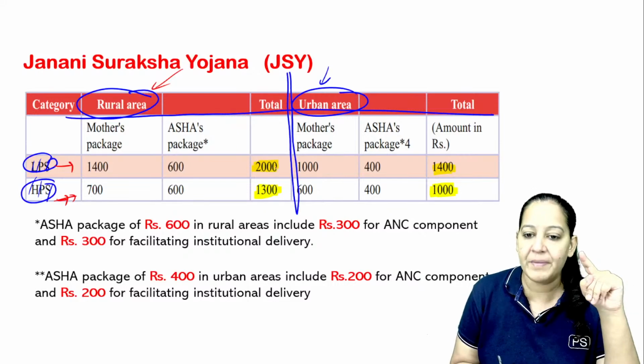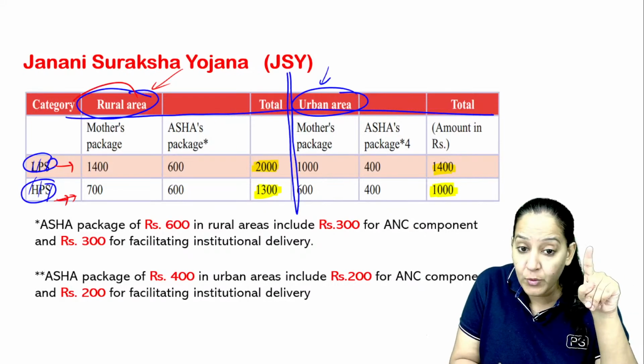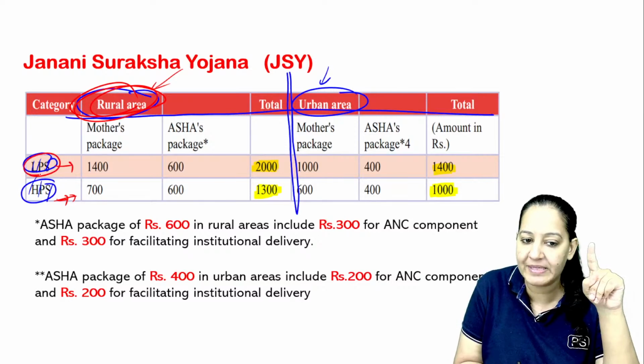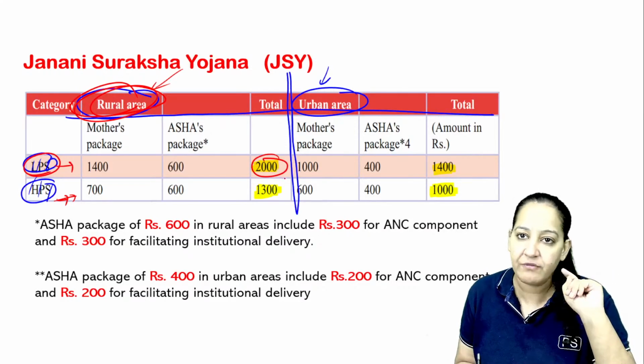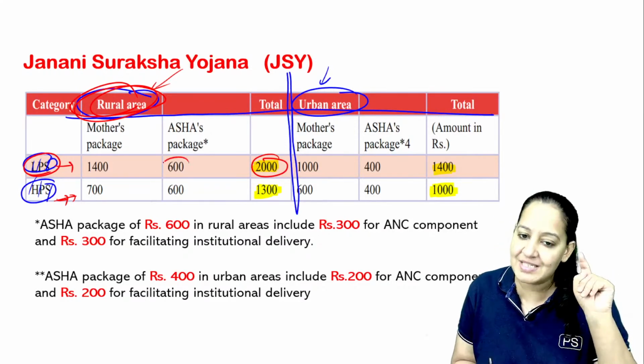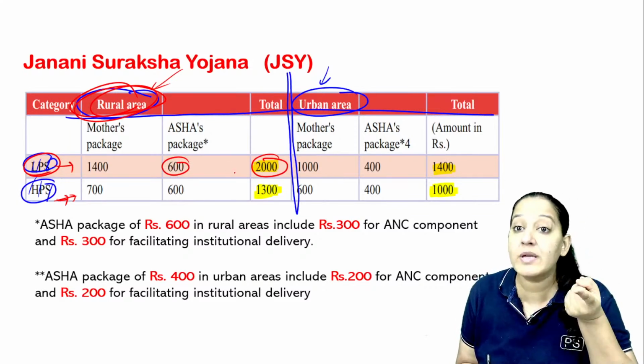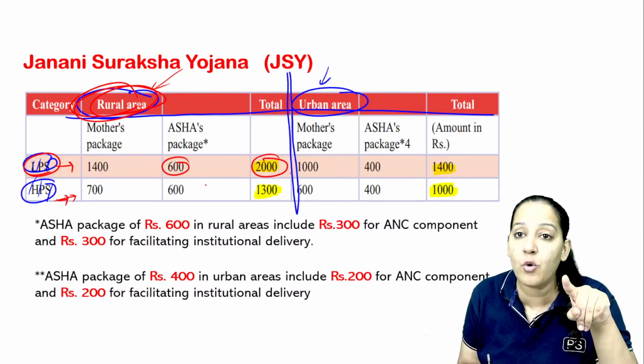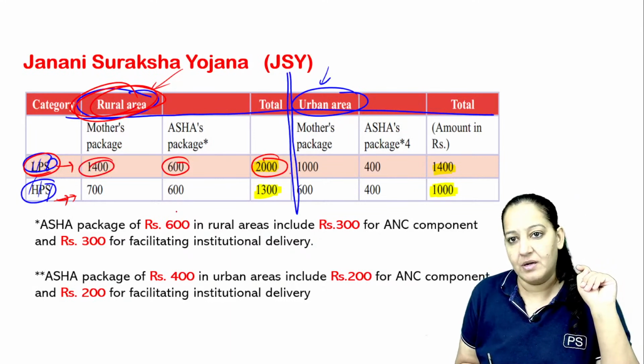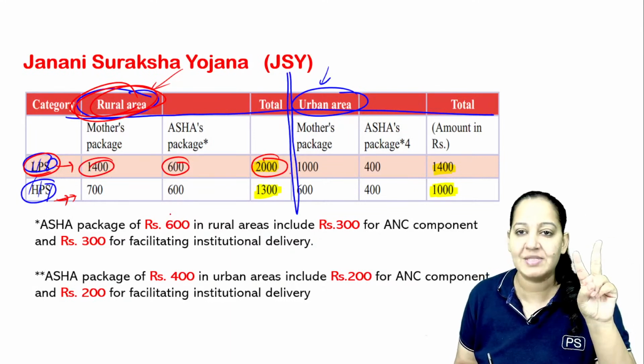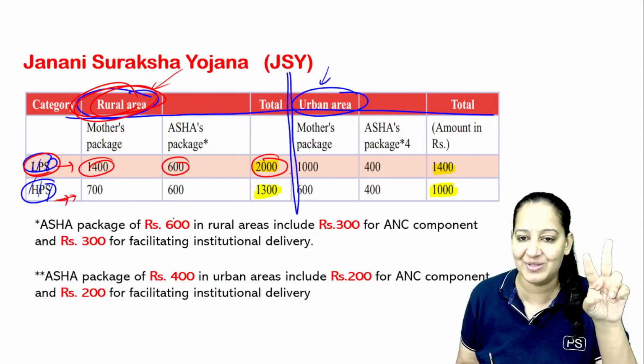Okay, so in rural areas in low performing states, the government is giving a total package of 2000, out of which 600 is given to the ASHA. What is remaining? 2000 minus 600, how much? 1400 is given to the mother, for doing 2 things: antenatal care and institutional delivery. Those same 2 things.